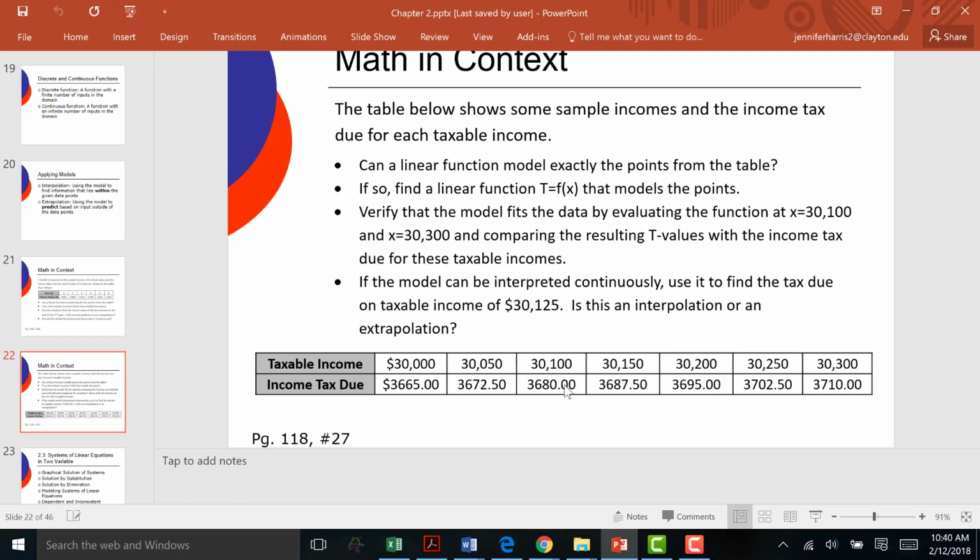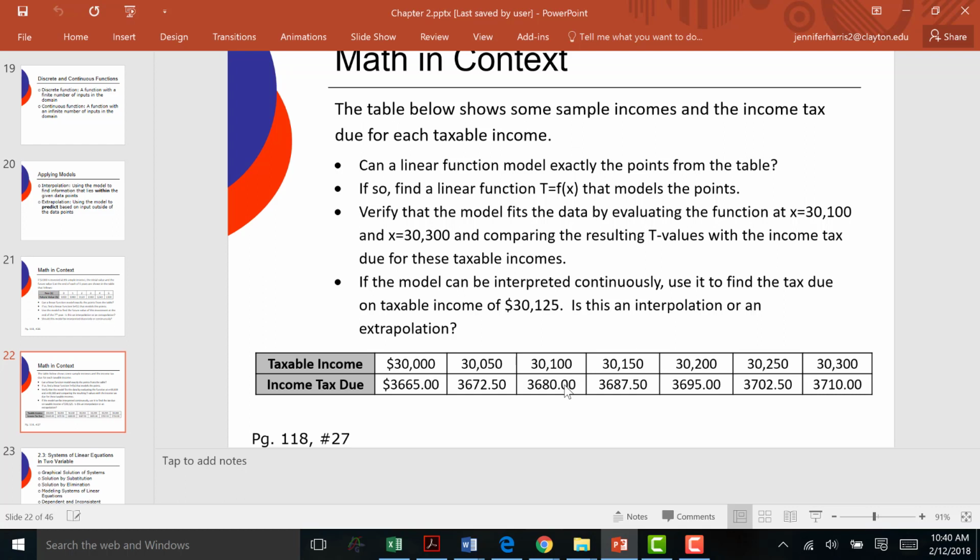Well, what's this table about? Taxable income. Is that time coming up? Yes, it is. So, depending on how much money you make, they call that your taxable income, and the number that's in the second row is how much money you owe to the IRS, right? That's what that table says. Again, this is the table that we just made up. So now I have a question. Bullet number 4, the model for this can be interpreted continuously. Use it to find the tax due on a taxable income of $30,125.